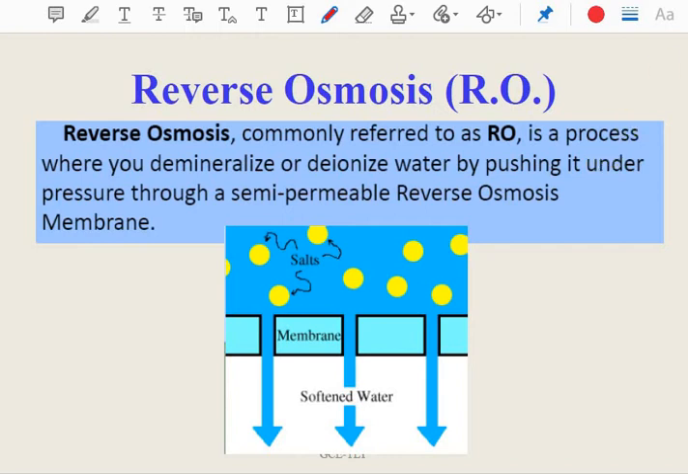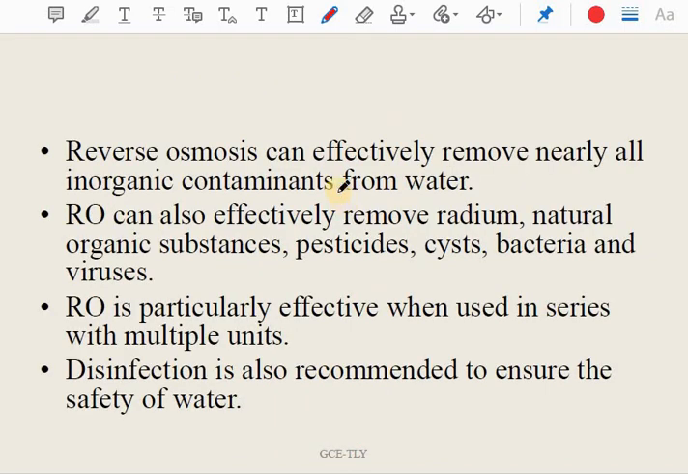So reverse osmosis is commonly called simply RO, right? It's a process for demineralization of water, and it also deionizes the water by pushing it under pressure through a semi-permeable membrane. So the reverse osmosis membrane acts as a semi-permeable membrane here. RO can be effective to remove nearly all inorganic contaminants.